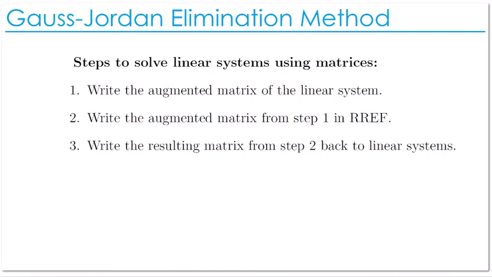The third step is to write the resulting matrix, the one in REF, back to a linear system, the one with variables now. And our last step, if we have now our linear system, then let us solve it like how we usually solve it before. We use back substitution. This method is called the Gauss-Jordan elimination method.